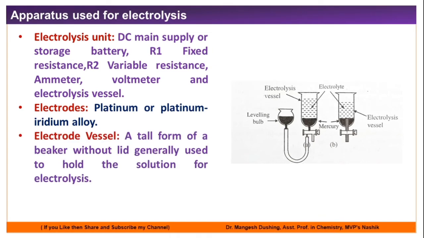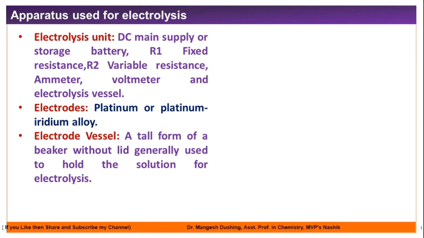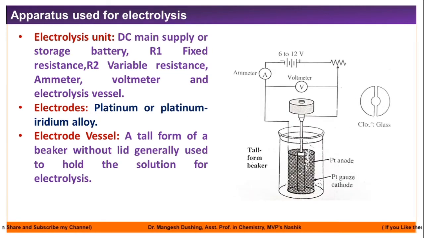Then we will see the electrode vessel. These are the electrode vessels. This is a tall form of beaker without a lid, generally used to hold the solution for electrolysis. This is the tall form of beaker and a split clock glass with a central hole, here is that central hole, to prevent loss by spraying. The split clock glass with a central hole is used to cover the electrolytic vessel.